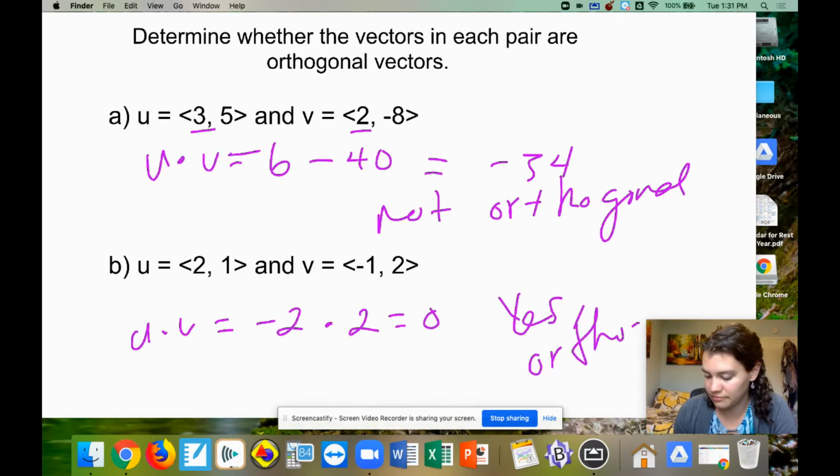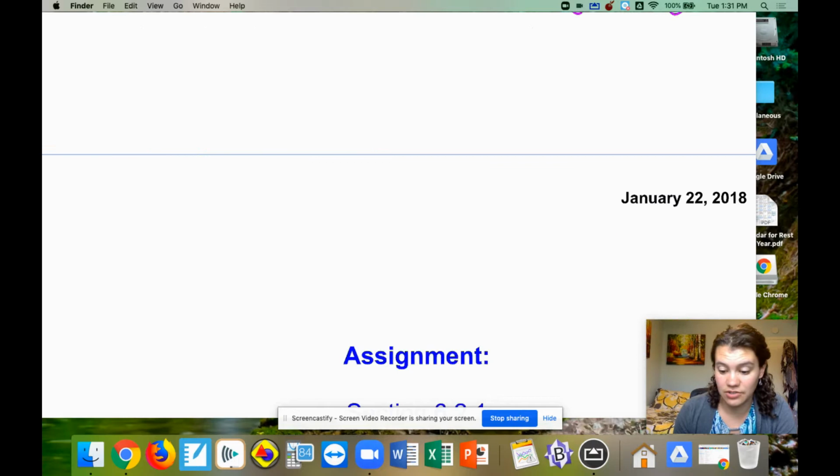orthogonal. And check Schoology for the assignment.